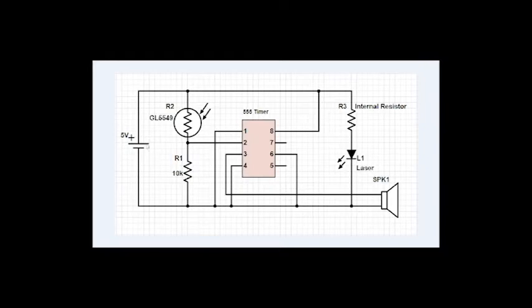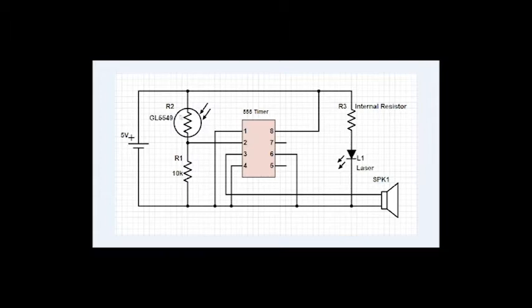This is the schematic for our project. Here we have the 5 volt power supply, which we'll be using to power our entire circuit. The 555 timer will be configured such that if pin 2 drops below 1/3 of the input voltage, then the output will go high and the buzzer will sound. So if pin 2 remains above 1/3, then the output will be low and our buzzer will stay quiet.